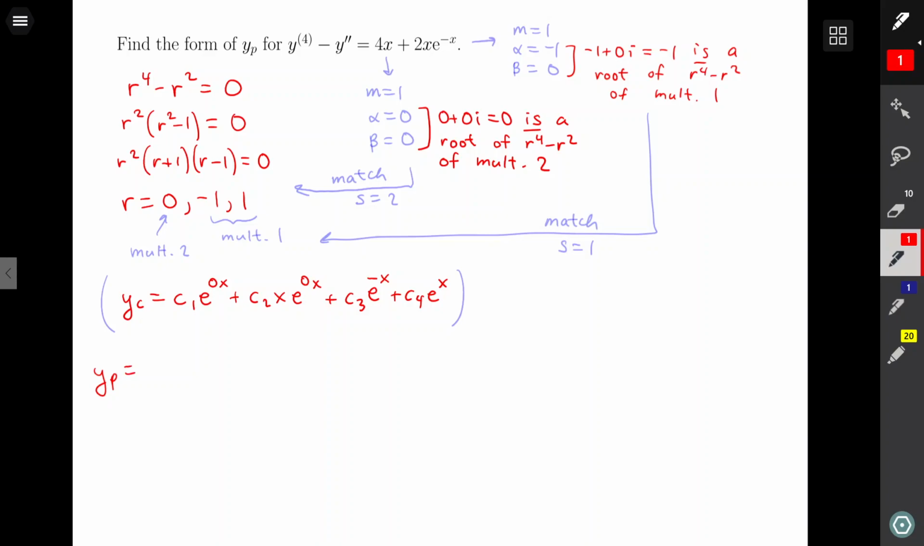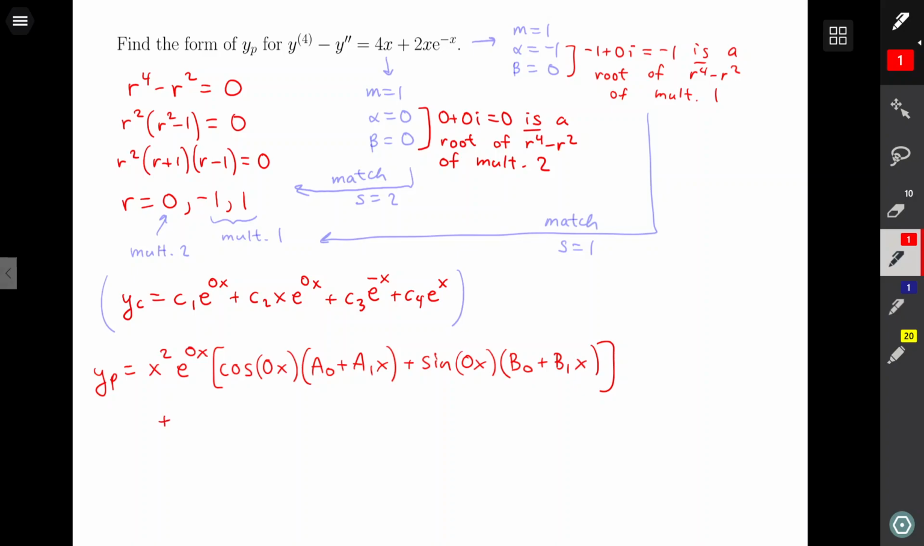So we can assemble our yp using the formula. For the first part, the 4x, there's an s equals 2, so you're going to have an x squared on the outside. Then you do e to the alpha, e to the 0x. Beta was 0, so you're going to have a cosine of 0x. M was 1, so you go up to the x power and include the constant term below that. And then you do the same thing with sine. So you have b0 plus b1 x. Close that set of parentheses.